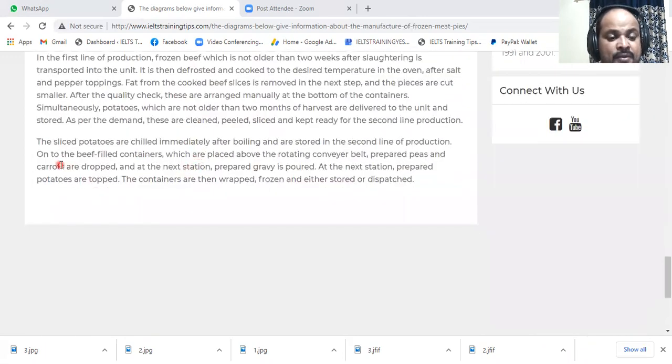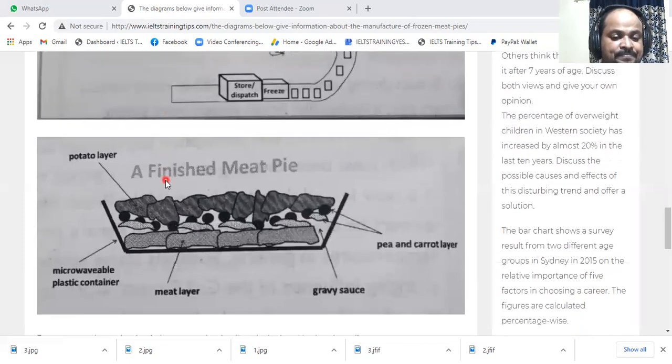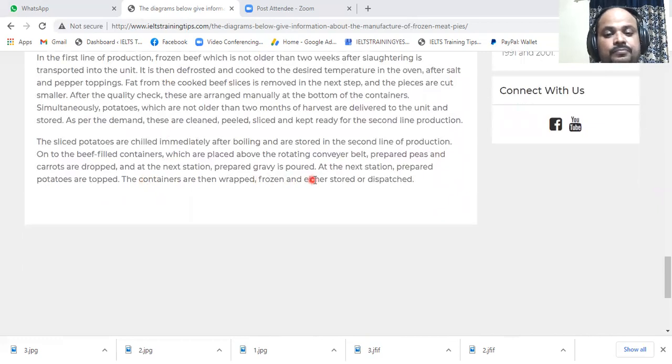Onto the beef containers, which are placed above the rotating conveyor belt, prepared peas and carrots are dropped at the next station. Prepared gravy is poured. So on this conveyor belt where the microwavable containers with beef are placed, we can see prepared peas and carrots, and then prepared gravy is poured. At the next station, prepared potatoes are topped.